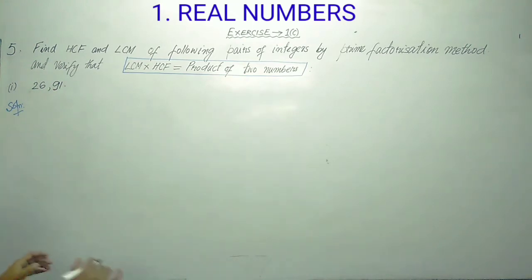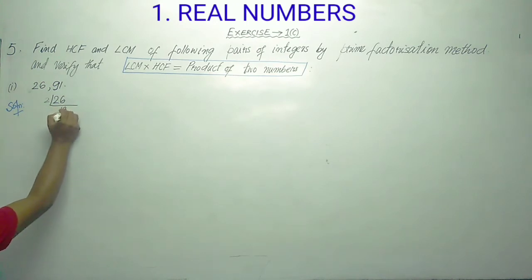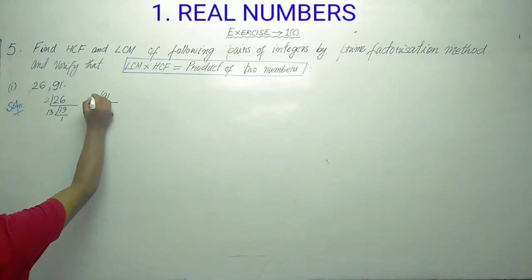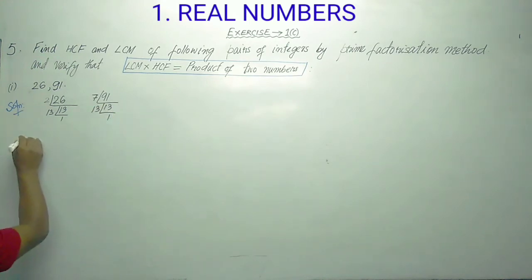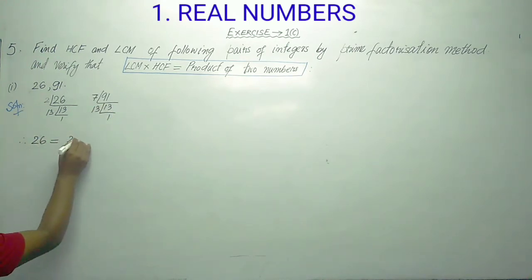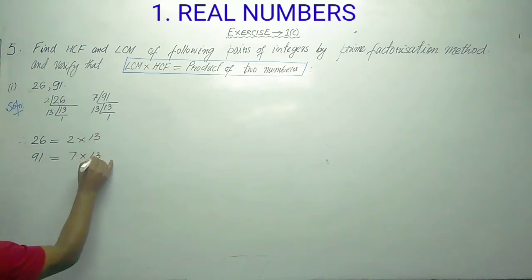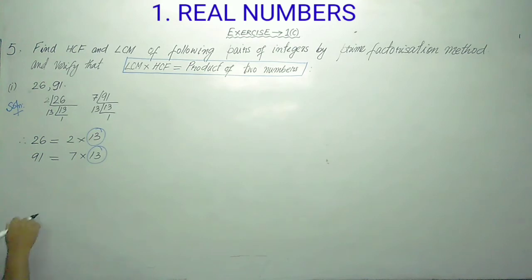Now let us start. Again, let us write down 26 as a product of its factors. 2 13s are 26. Again 91: 7 13s are 91. Therefore, 26 is 2 into 13 and 91 is 7 into 13. Now check which is common in these two. 13 is common. HCF is 13 only, because only 13 and nothing else is common.